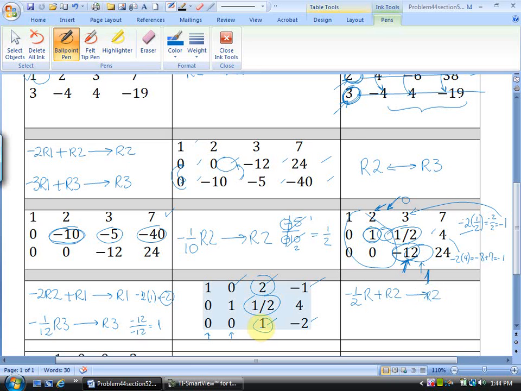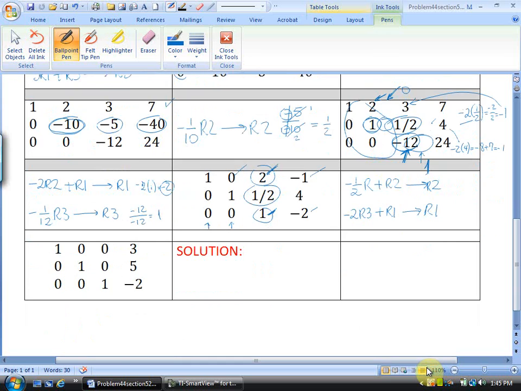Now, how can I go from 1 in row 3 to a 0 when I have a 2? Well, I need to add minus 2. So how can I go from 1 to minus 2? Well, I just multiply by minus 2. So I say minus 2 row 3, add to row 1, and I put it into row 1. So let's see what happens now.